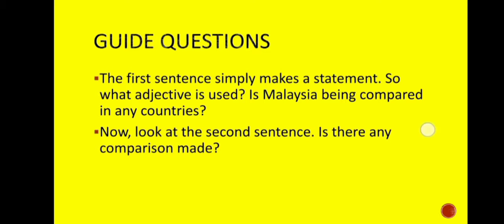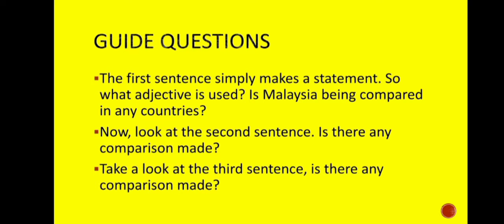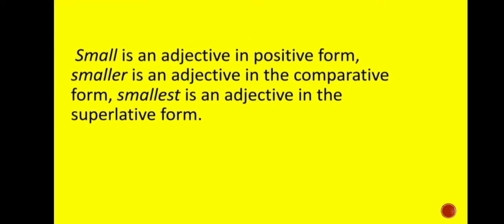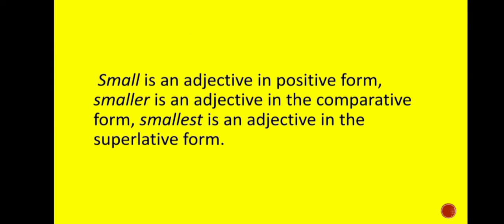Now look at the second sentence. Is there any comparison made? Take a look at the third sentence. Is there any comparison made? In the first sentence, there is no comparison. So the adjective that is being used is small, which is in the positive form.